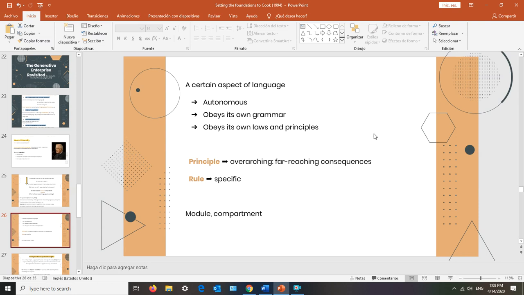Depending on the specific language that we are considering, we will be born with the general principles that we all share, but then we'll end up setting the values for the parameters that are associated with the principles in a specific manner in accordance with what happens in the environment that we are speakers of. A principle is an overarching type of mechanism. A rule is to be understood as something more specific, more language specific.